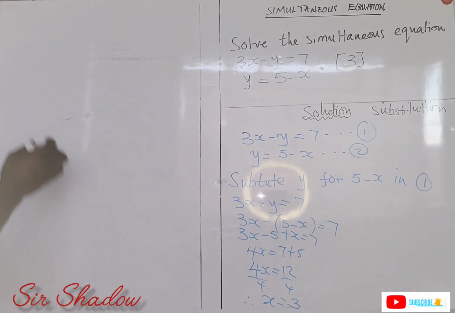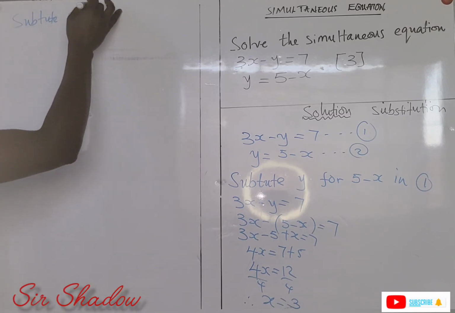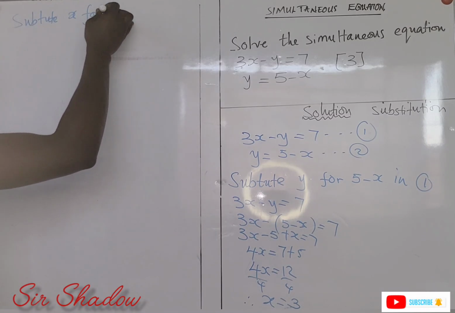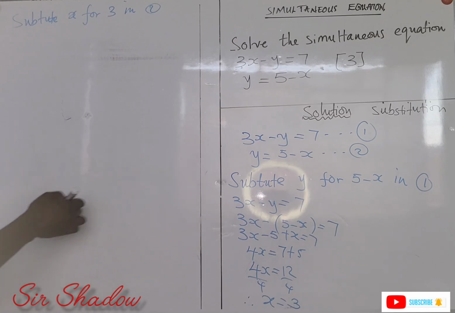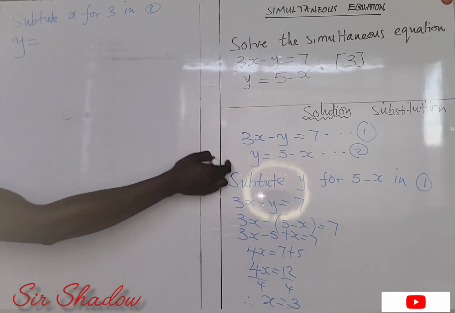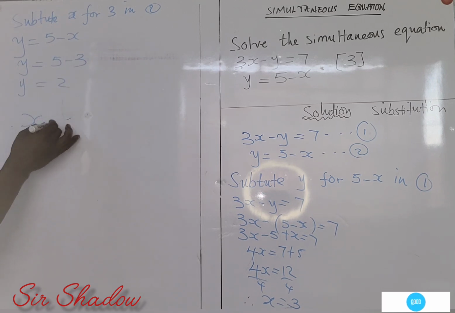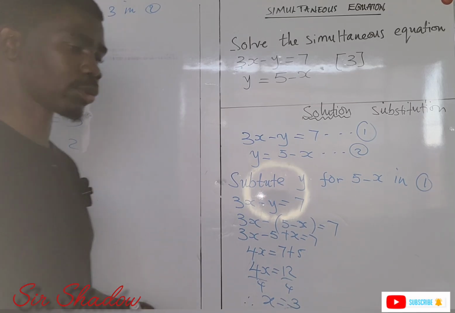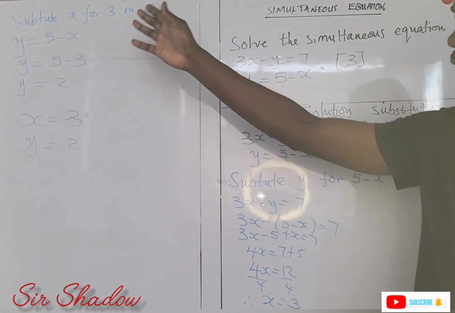Let's now find the value of y. We say substitute x for 3 in an equation, choosing equation number 2. So y is equal to 5 minus x, but x is equal to 3. So y is equal to 5 minus 3. Therefore, y is equal to 2. So x is equal to 3 and y is equal to 2. Basically, this is how to solve simultaneous equations using the substitution method: first use substitution, then at last use substitution again.